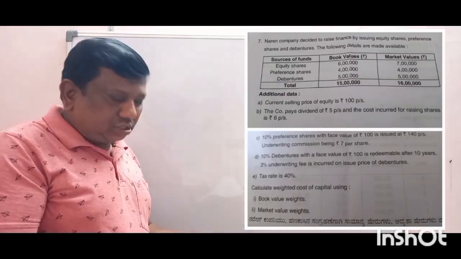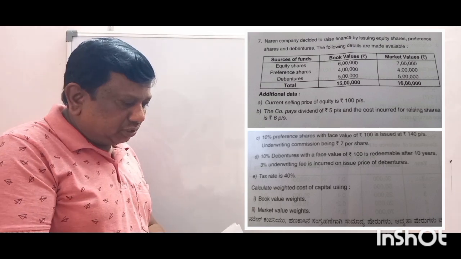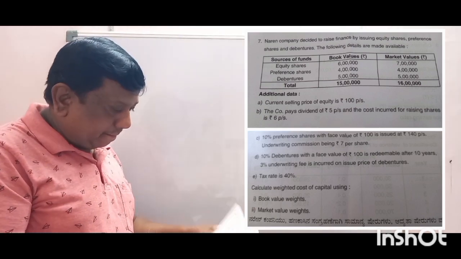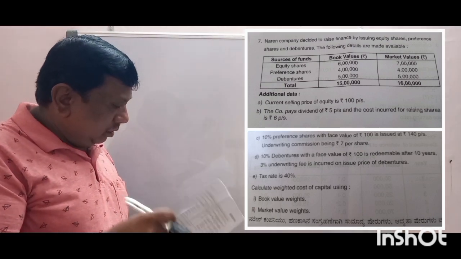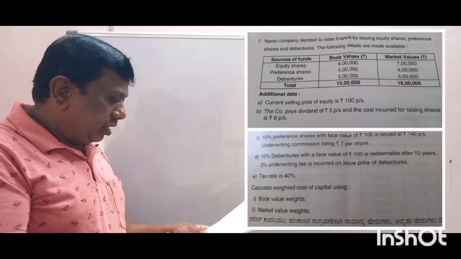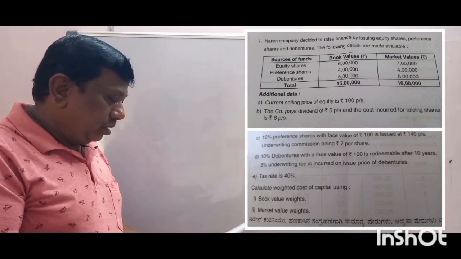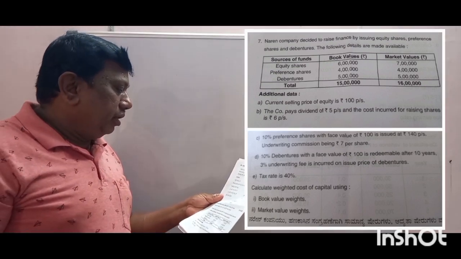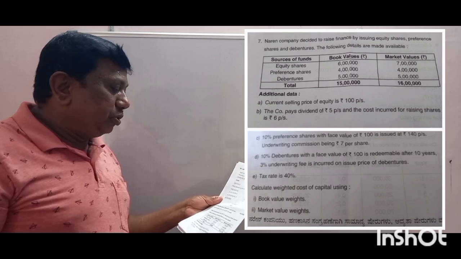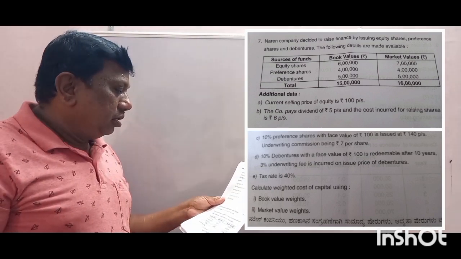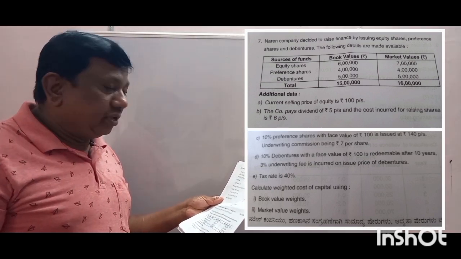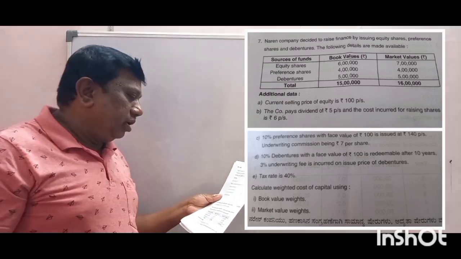So one question I will solve from 2024, that is the seventh one. I will read the first question. A company decided to raise finance by issuing equity shares. See, they are issuing equity shares. For that, what are we paying? That is cost of capital only.